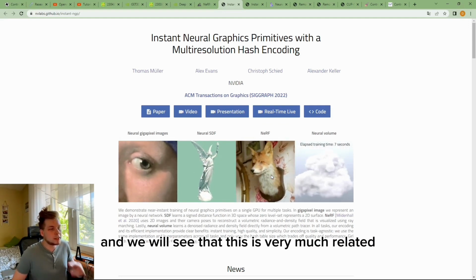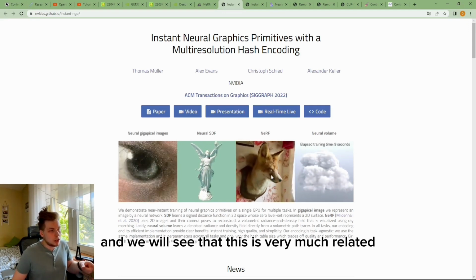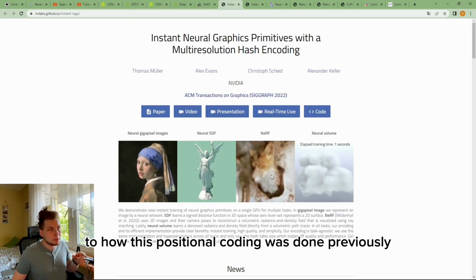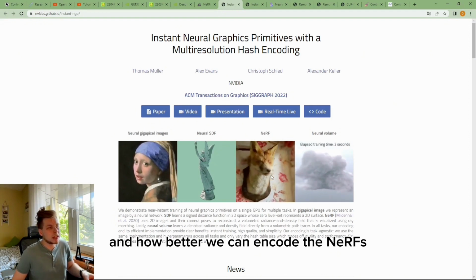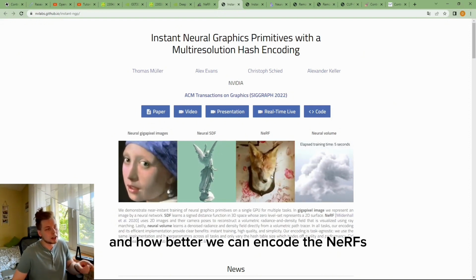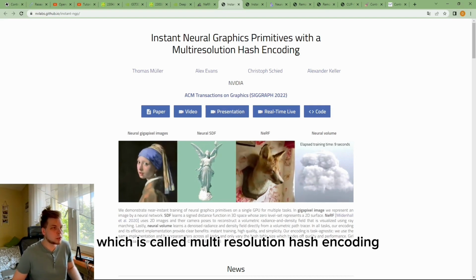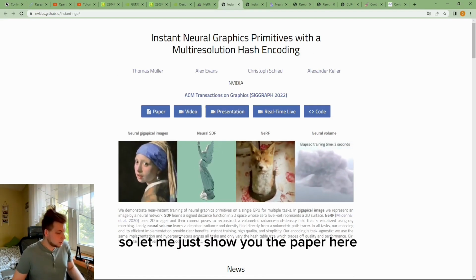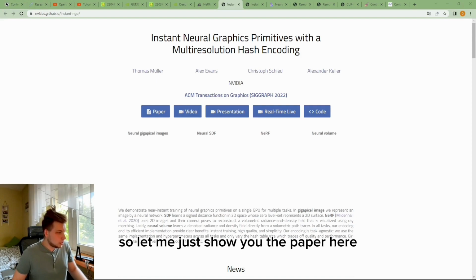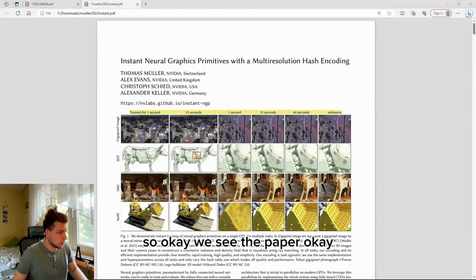And we will see that this is very much related to how positional encoding was done previously and how much better we can encode the NeRFs with the technique that they presented here, which is called multi-resolution hash encoding. So let me just show you the paper here. So, okay, we see the paper.